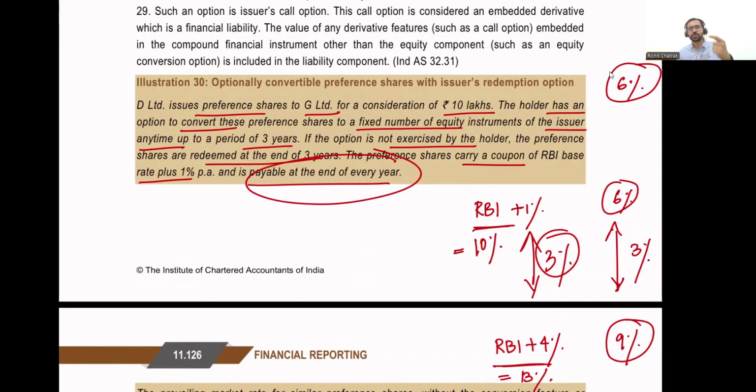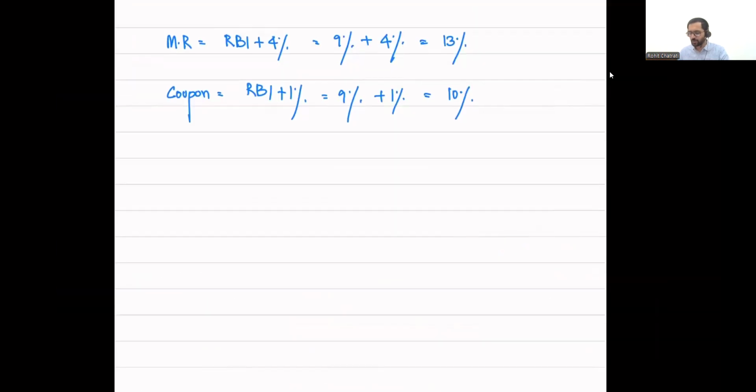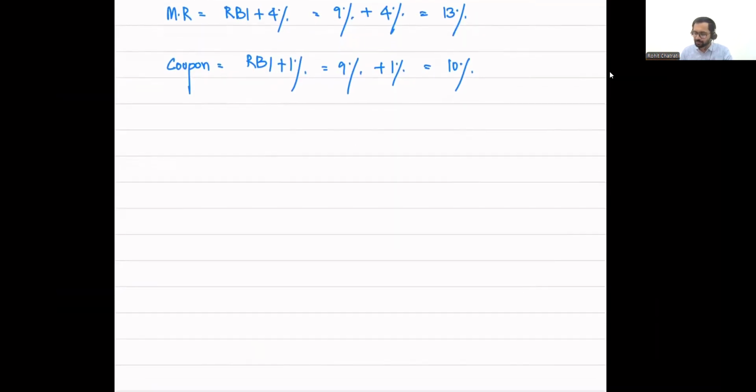If G Limited chooses to convert, then the D Limited has an obligation to issue a fixed number of equity shares, which is in the nature of equity. But if G Limited chooses to actually redeem the instrument, then D Limited will have an obligation to pay cash. And therefore, this is also a compound financial instrument. It has the characteristics of both liability and that of equity. So we will basically calculate the liability amount.